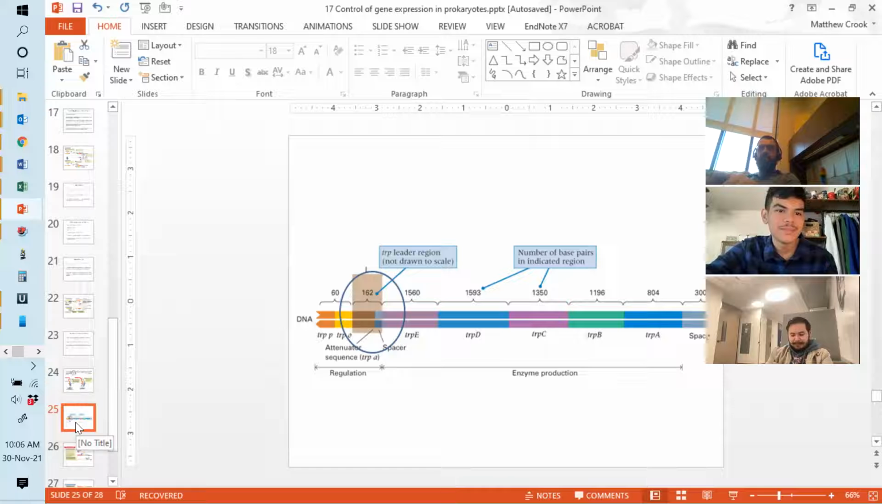So where's the leader region? Like the 162 part? Yeah, where is it relative to the structural genes? So TRPE, D, C, B, and A are structural genes. Those encode the proteins that make tryptophan.